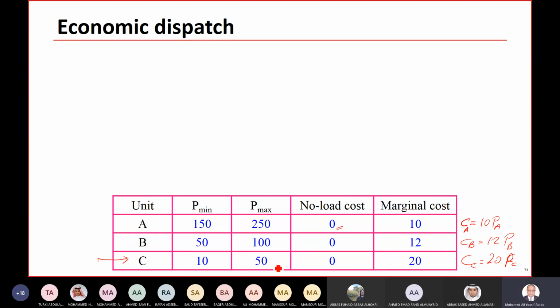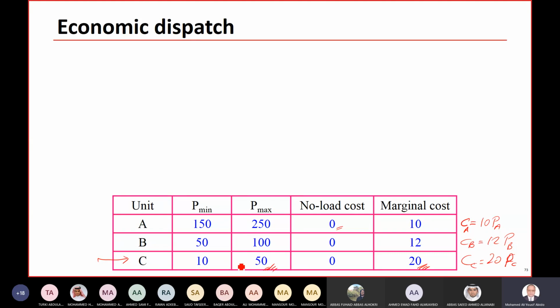The power output is limited. The unit is just 50 megawatt. But if we talk about steam power plants, in this case you have hundreds of megawatts output, but this is only 50. And look at the cost also. The cost here is $20 per megawatt hour. Of course, gas is more expensive than oil, right? So we expect this to be a gas power plant. This is just an aside. So these are the cost functions.